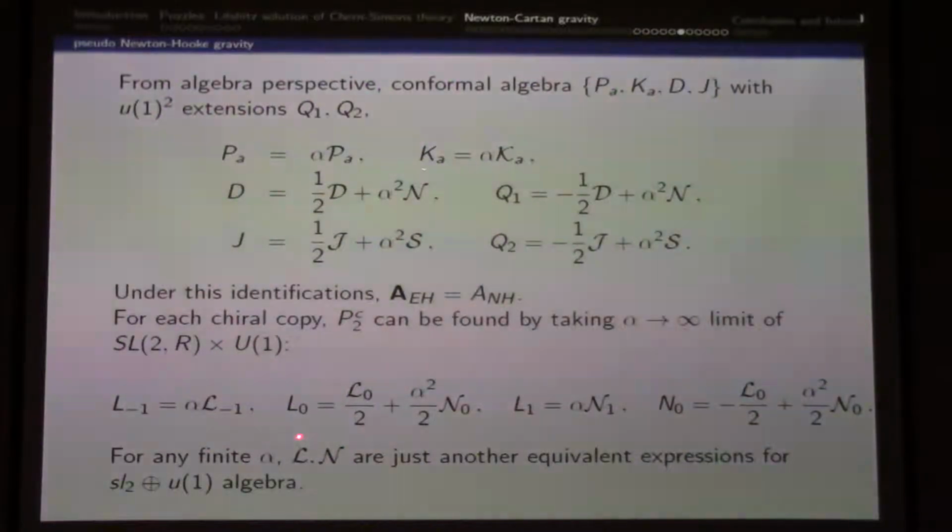in the relativistic case, this equation is more like this is the relativistic energy, this is the rest mass, and alpha is c squared. And this L0, which plays the role of the dilatation generator in the Newton-Hooke case, is the non-relativistic energy. So this is E equals mc squared plus something, that's the correction.